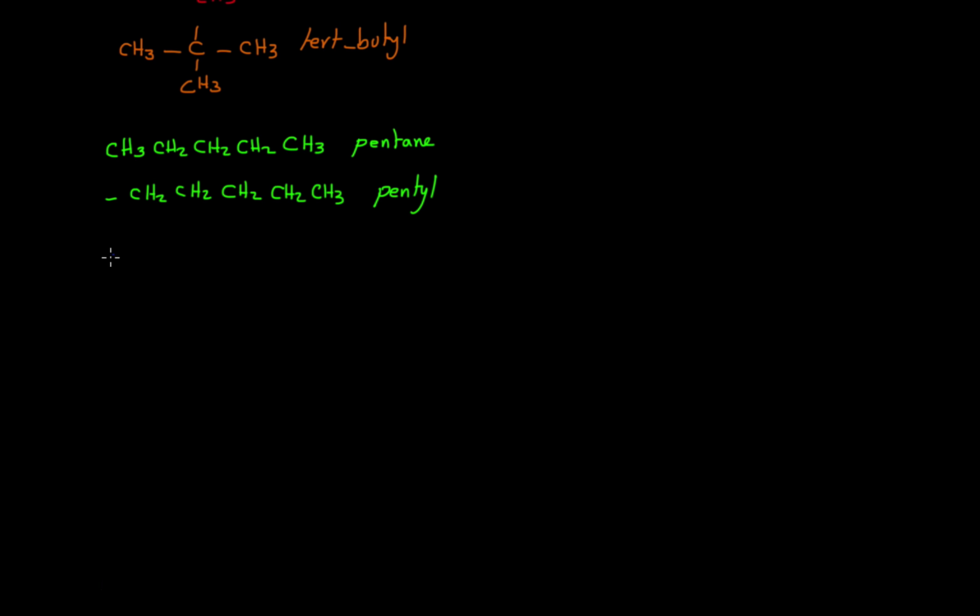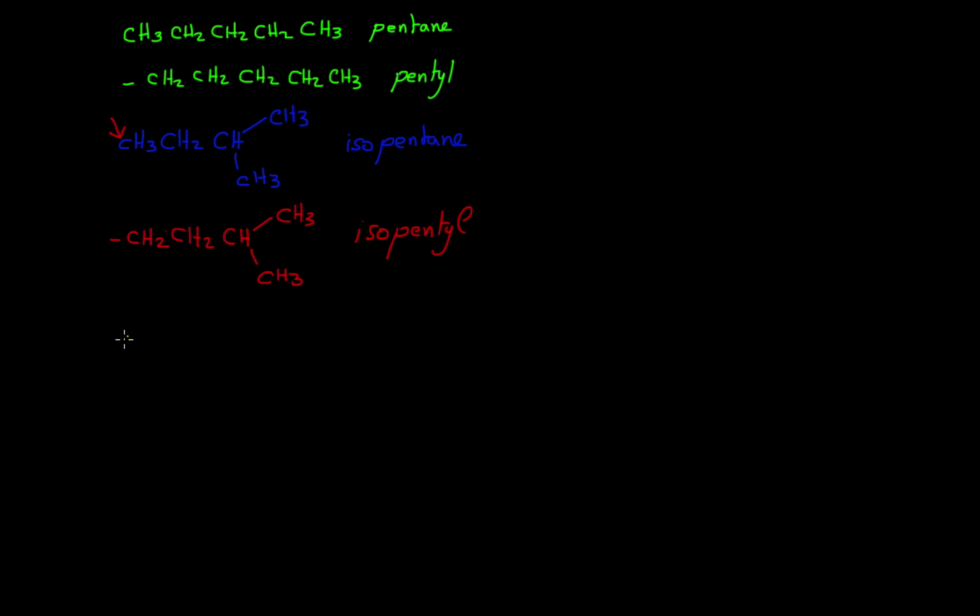It has isopentane, which is CH3CH2CH, and then on this CH we have two CH3s. So this is called isopentane. Now if we remove one hydrogen from this carbon here, we get CH2CH2CHCH3CH3, and this is going to be isopentyl.